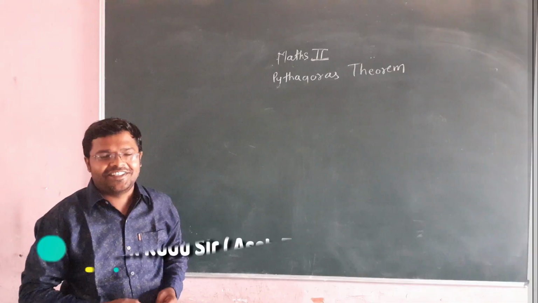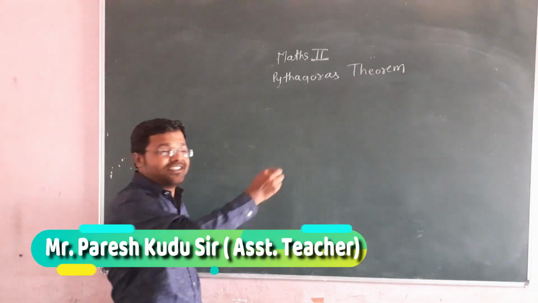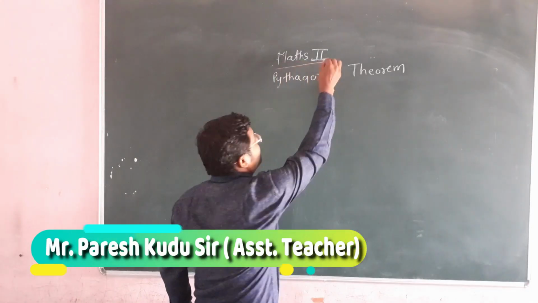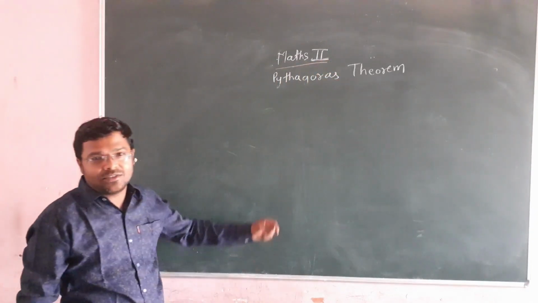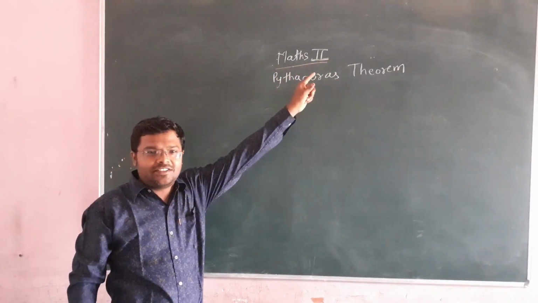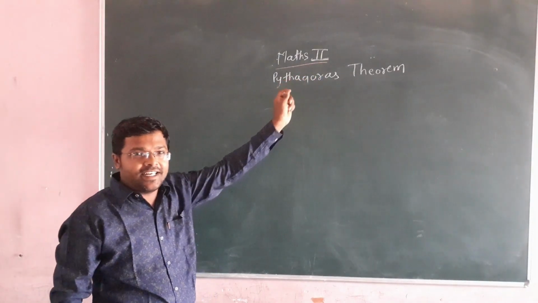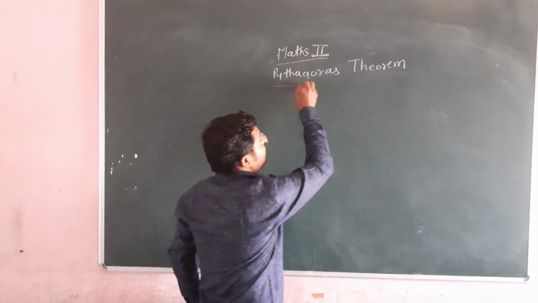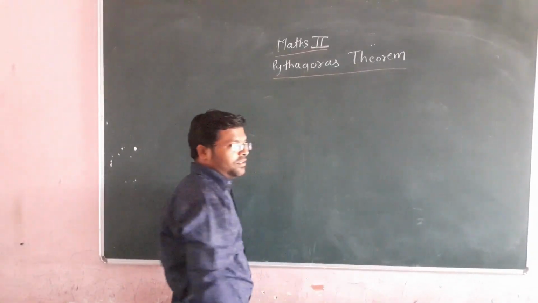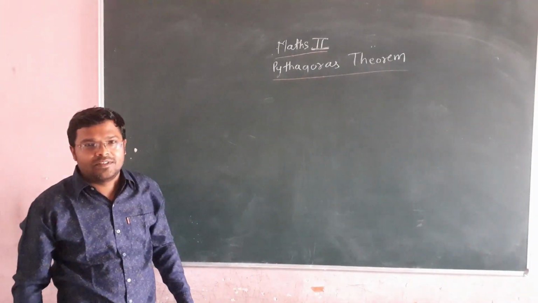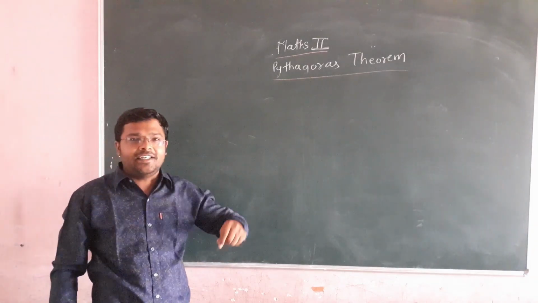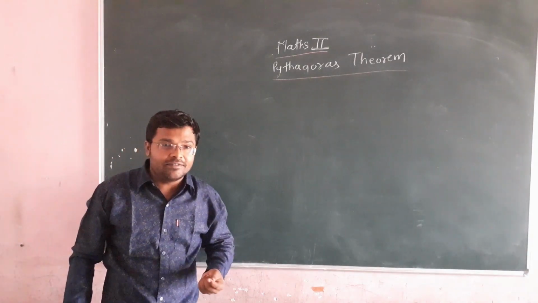Hello students, now our subject is Maths 2. In Maths 2 there are geometrical things, all the things are geometrical, and we are starting chapter number 2, which is Pythagoras theorem. We know about the Pythagoras theorem. Pythagoras theorem is related to a triangle, but which triangle?